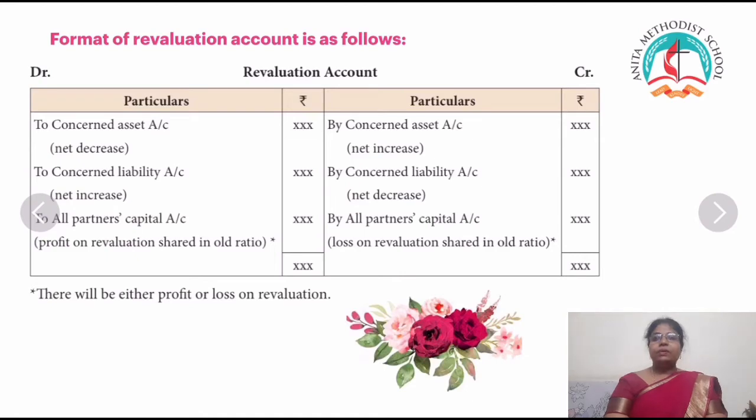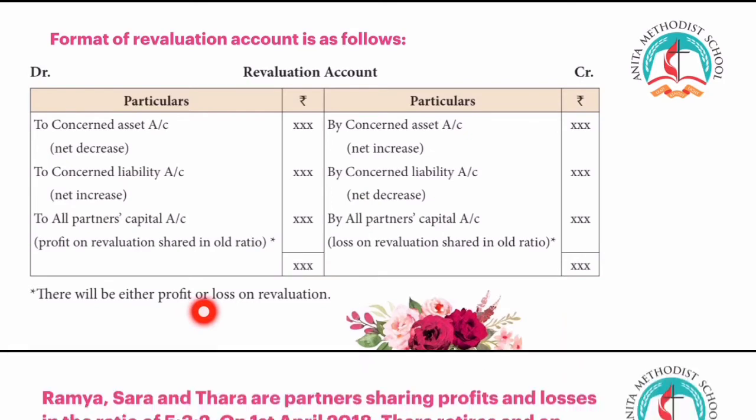Children, this is the format of the revaluation account. So if there is any increase in the asset, it should be credited, and decrease in the liability should be credited. And if there is any decrease in the value of the asset, it should be debited, and any increase in the value of the liability should be debited. The difference in the revaluation account should be transferred to the partners in the old profit sharing ratio. In revaluation account, there will be either a profit or loss.